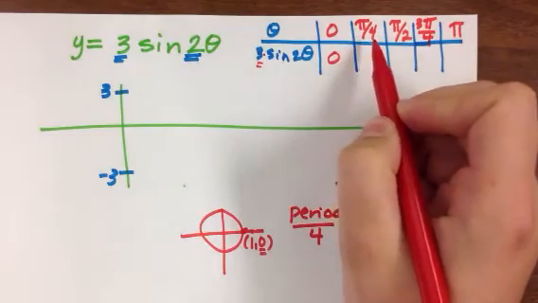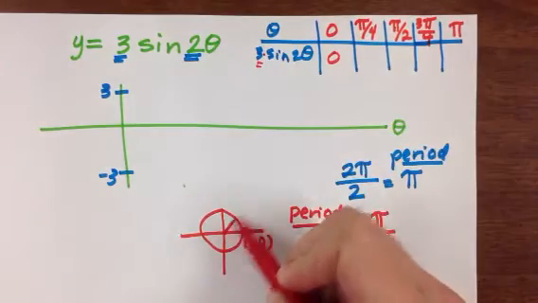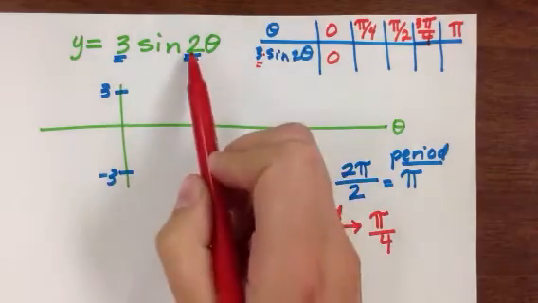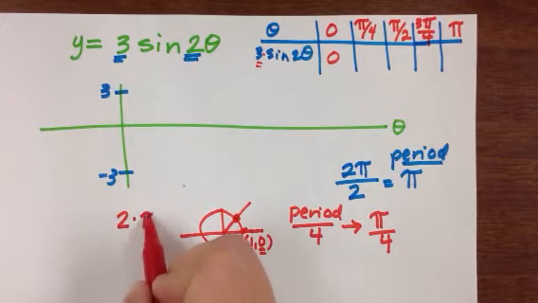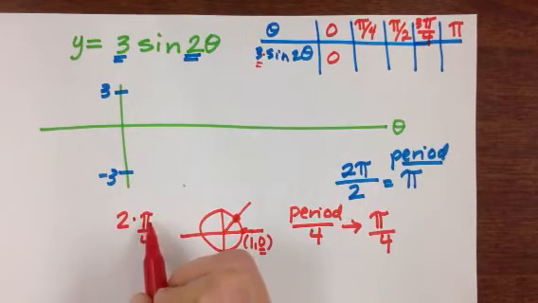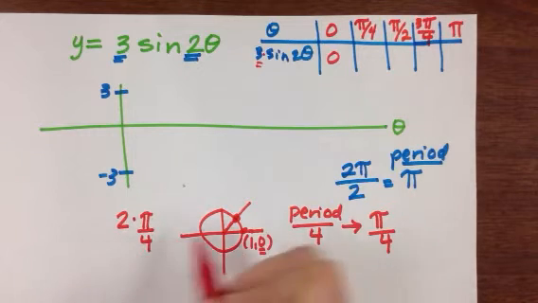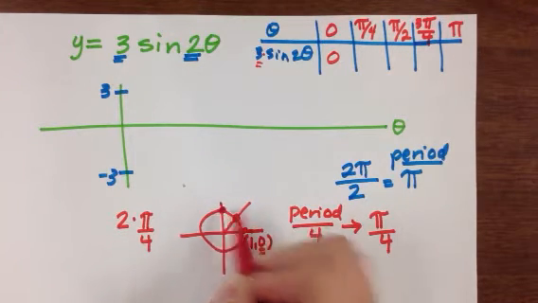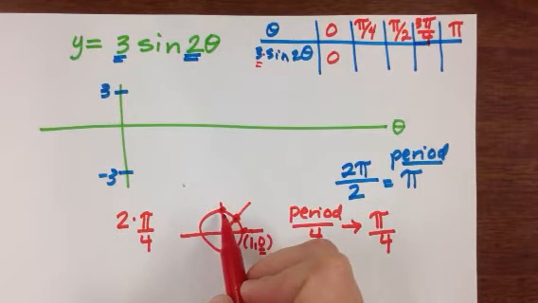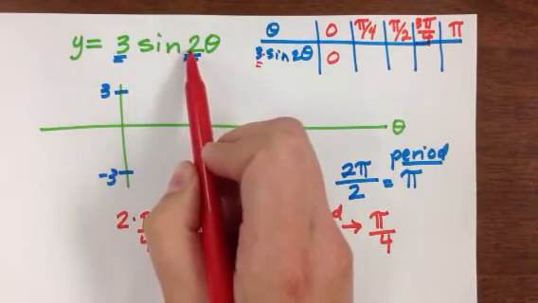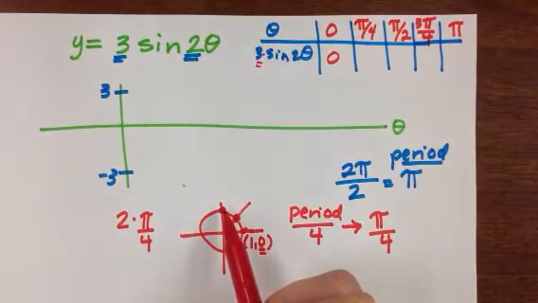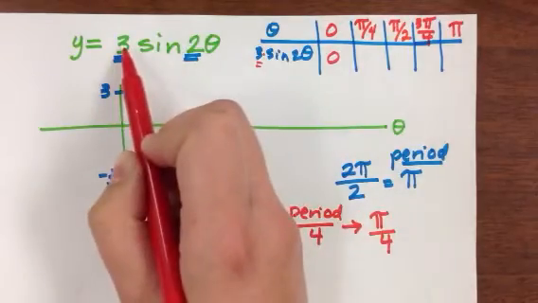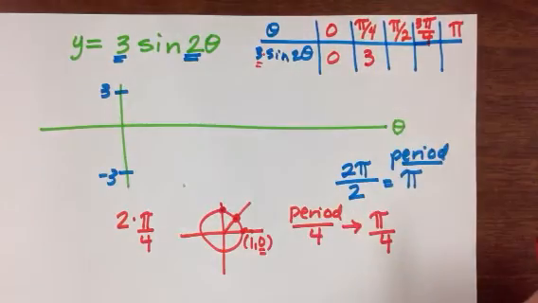So now let's jump to pi over 4. Well, pi over 4 is at 45 degrees, but remember, I'm taking 2 times pi over 4. 2 times pi over 4 is 2 pi over 4, which reduces to pi over 2. And pi over 2 is one of those quadrantal angles right here, and the sine value right there is 1. So sine of 2 times pi over 4 is sine of pi over 2, which is 1. But 1 times 3 gives me 3.